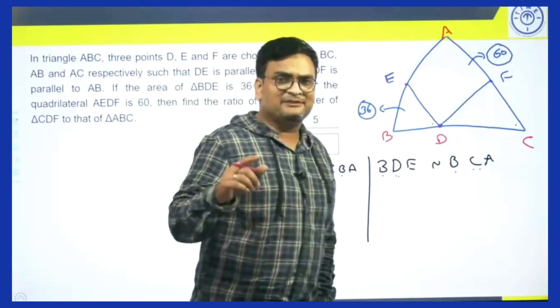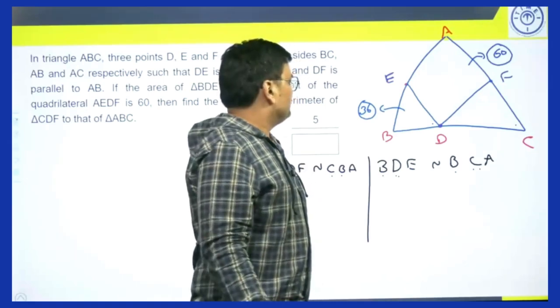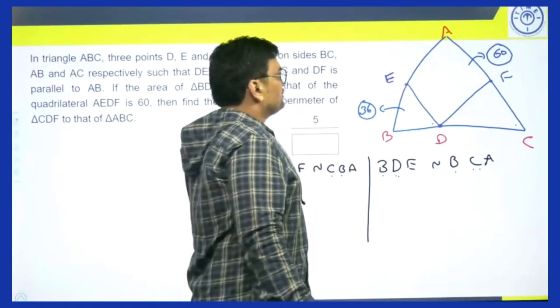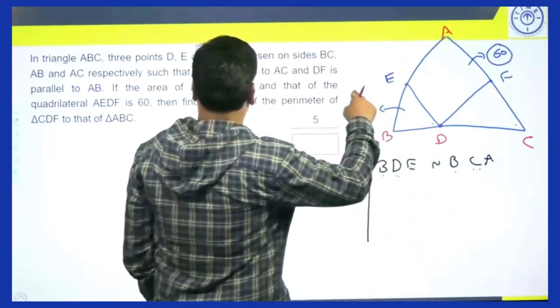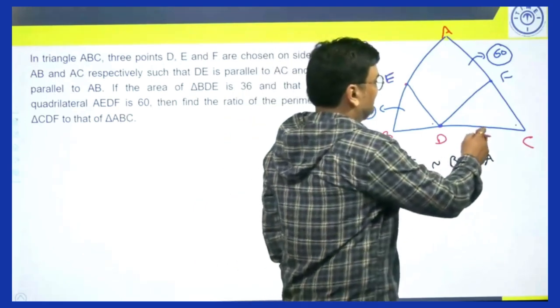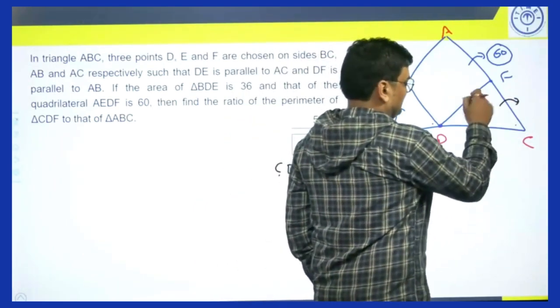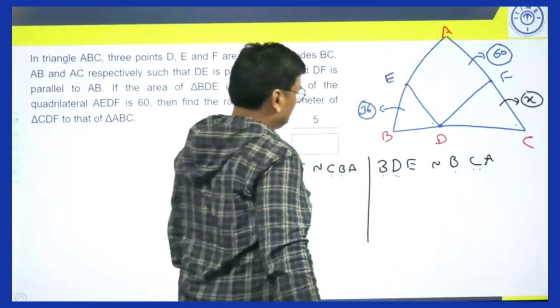So if the triangles are similar, we have a property that the ratio of corresponding sides will be equal, right, the ratio of corresponding sides will be equal. So what will be the ratio of sides here? Let's try to understand. Before we do any of that, let us assume that this area out here, the area of triangle CDF, is x square units.